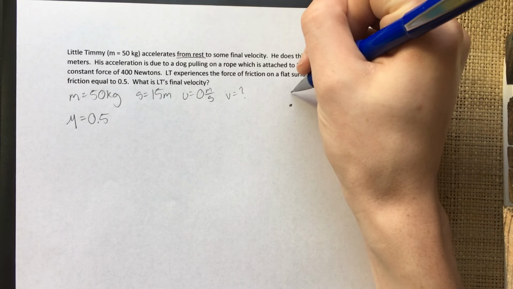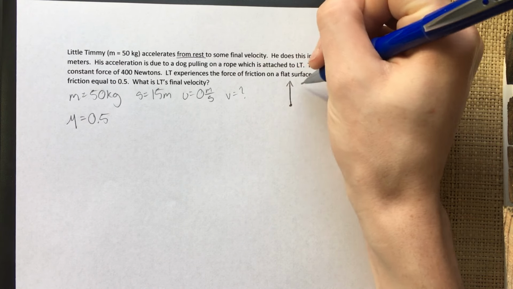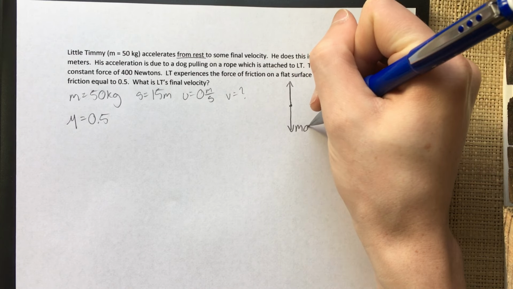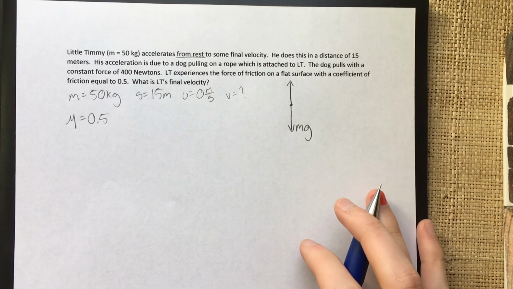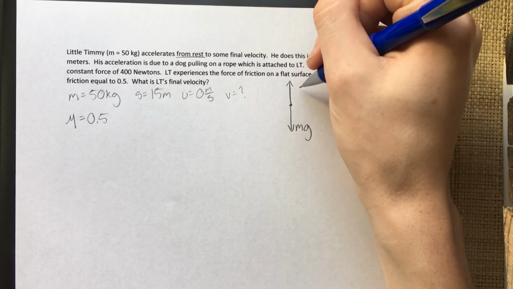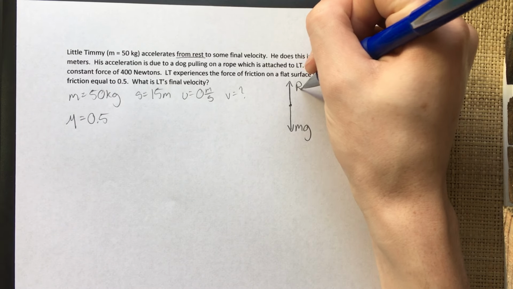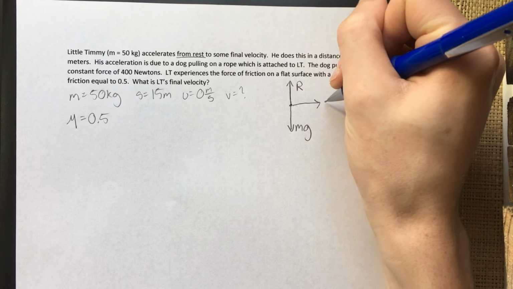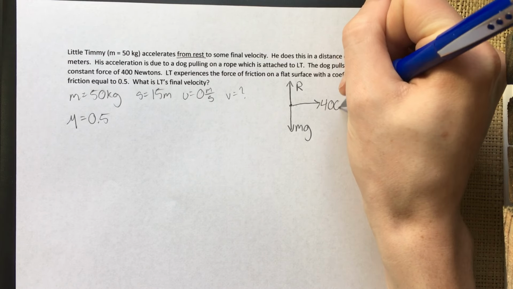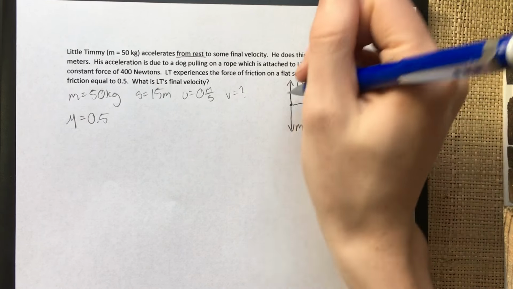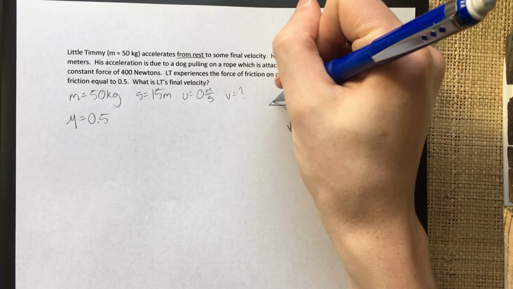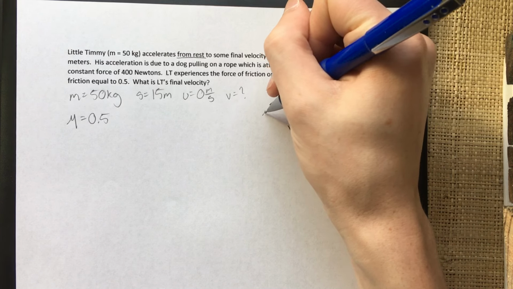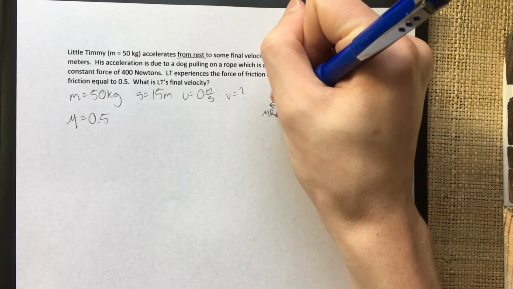This right here is little Timmy. There is a vector for the force of gravity on him, mg, and the reaction force, r, from the surface he's on. There's also the force pulling him, the dog, 400 newtons, and the frictional force opposing the motion, which we can find using mu times r.